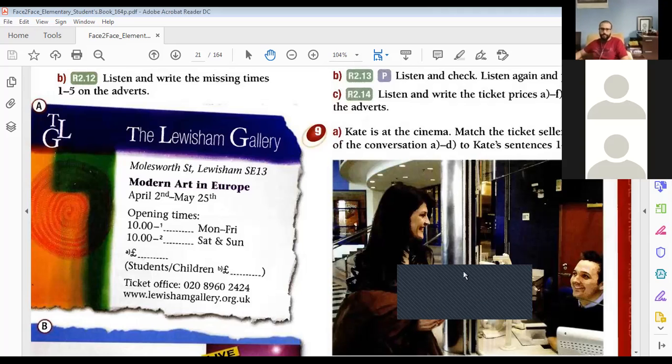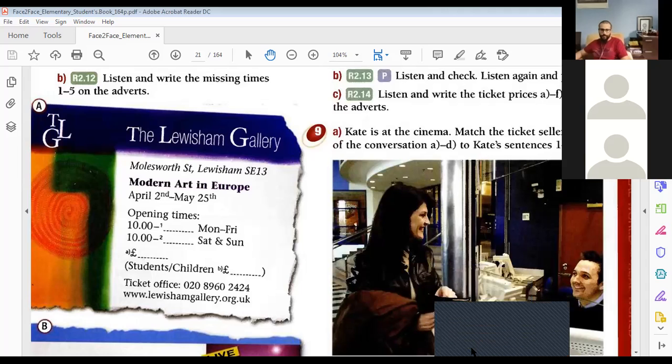The Information Service. We're open Mondays to Fridays from 10 a.m. to 5:30 p.m. and on Saturday and Sunday from 10 a.m. to 4:30 p.m. Currently, the exhibition is Modern Art in Europe, and admission is £7 or £5 for students and children. For more information, call the ticket office on 020 8960 2424.